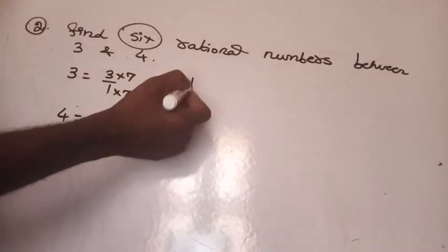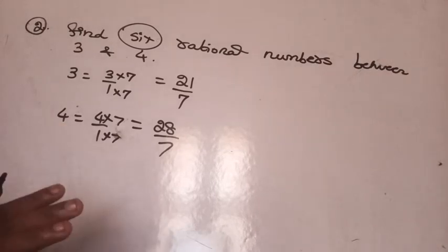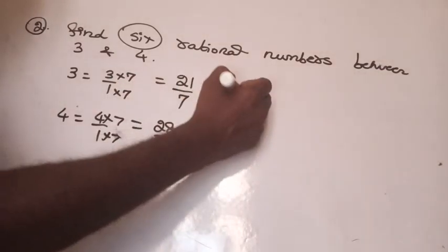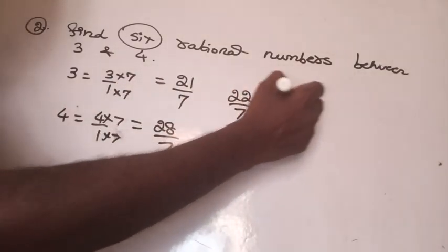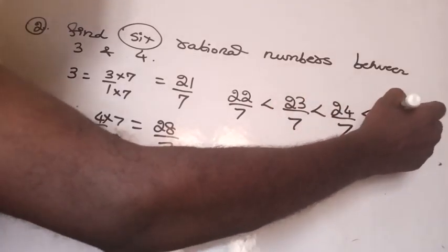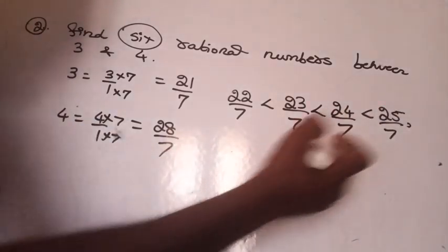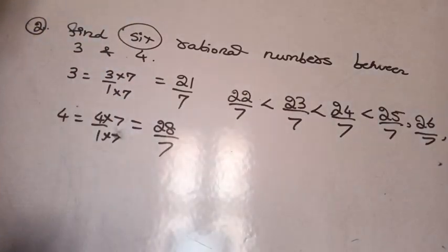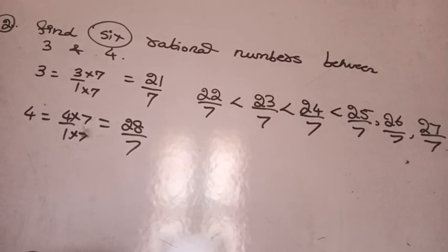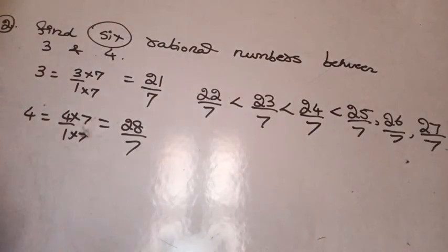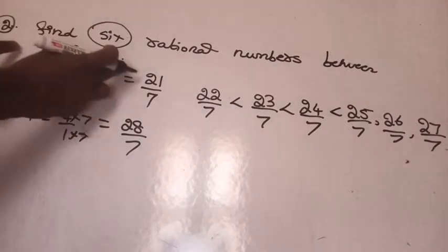Now, between 21 and 28, if we get 6 rational numbers, we can stop there. After 21 by 7 comes 22 by 7, then 23 by 7, 24 by 7, 25 by 7, 26 by 7, and then 27 by 7. Am I right here? How many rational numbers do we have to find? 6. 1, 2, 3, 4, 5, 6. So we got 6 rational numbers between 3 and 4.